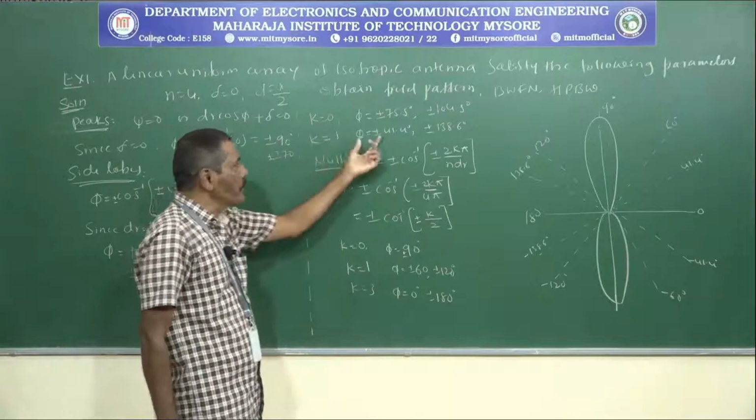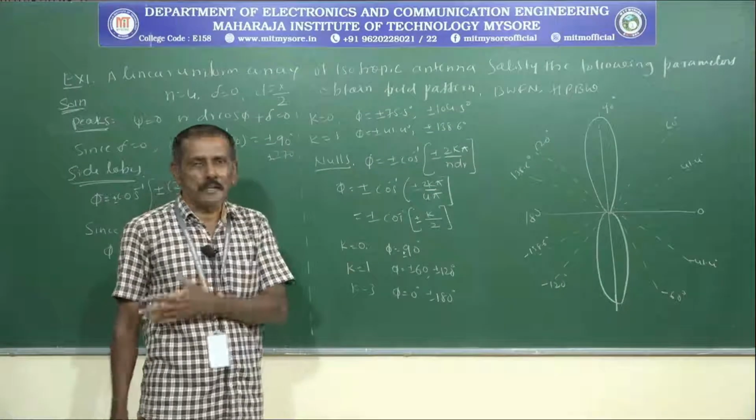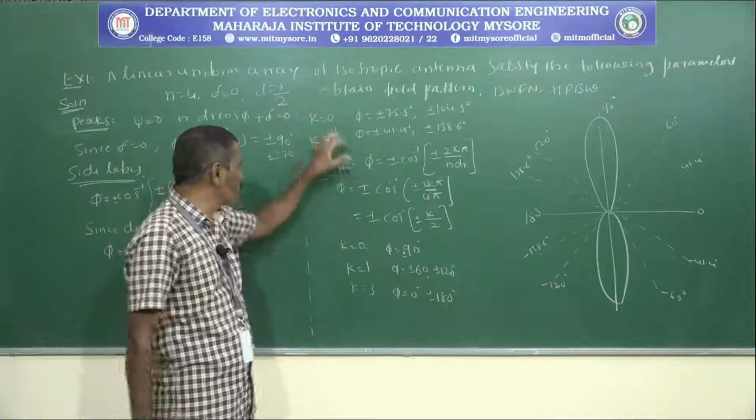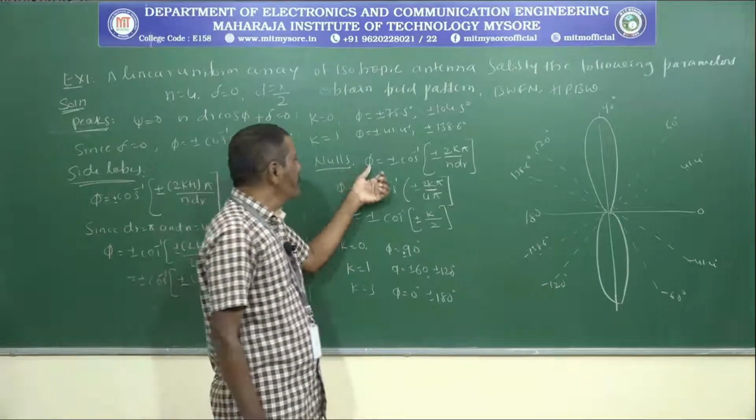And if I substitute k equal to 1, I am going to get these angles. You can increase these values, k equal to 2, 3, 4, 5, 6 like this, but for simplification purposes, only 2 values are taken. Then you can calculate the nulls.